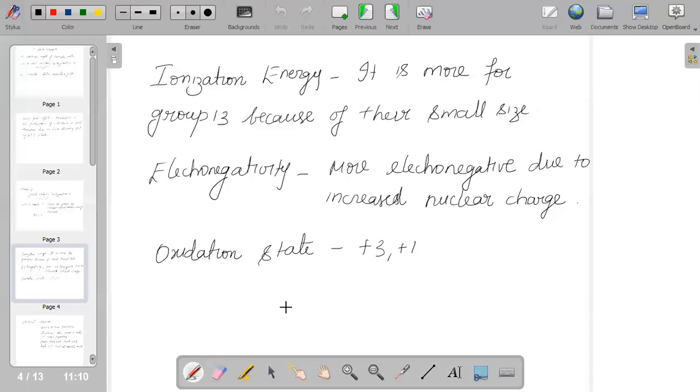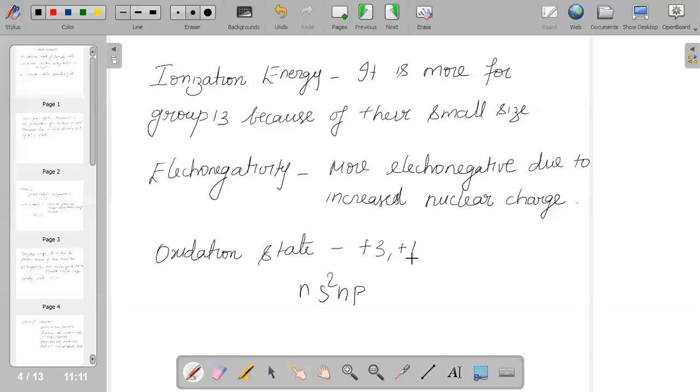They are less electropositive due to their increased nuclear charge. Hence, we could conclude that as the size increases, the metallic character increases. And when we talk about oxidation state, it totally depends upon the electronic configuration. As their electronic configuration is basically ns2np1, the oxidation states shown by them are +3 and +1.